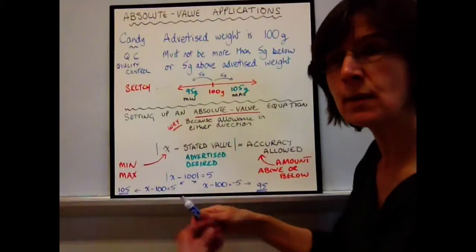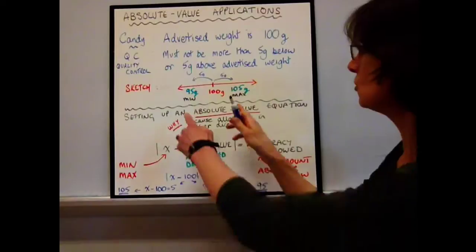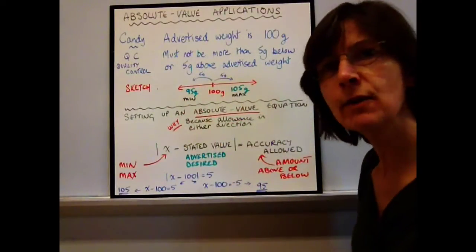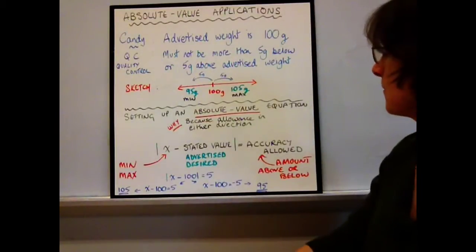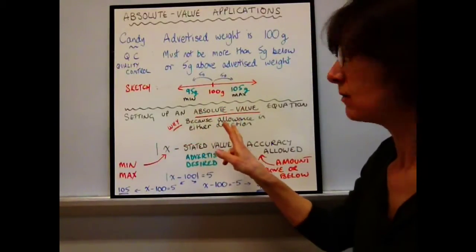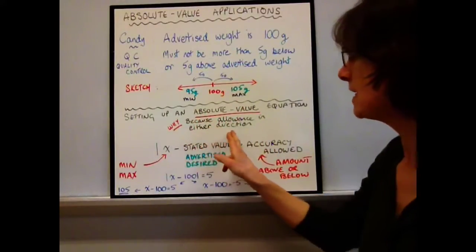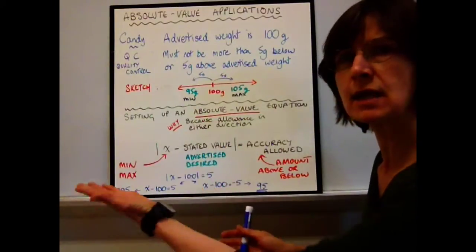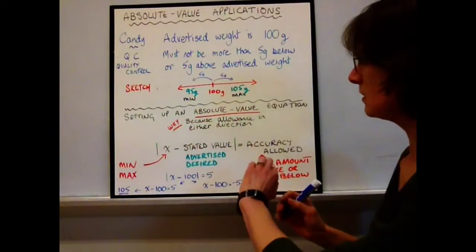In the QC department, you might be weighing every 100 bag, make sure it falls within those two minimum and maximum values. But what does it look like if we had a more complex problem? What does setting up an absolute value equation look like? Why is it an absolute value equation for a start? Why is this type? Because the allowance, the plus or minus, is allowed in either direction. So that's why it's an absolute value, because we can have a difference to the left or to the right, and it doesn't bother us which way around it goes.